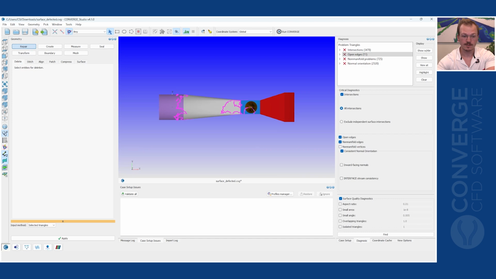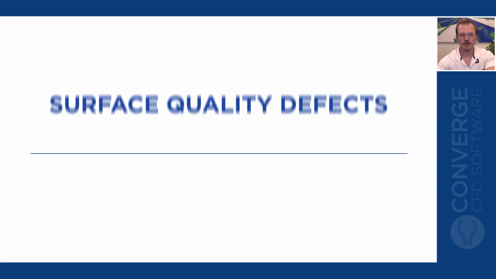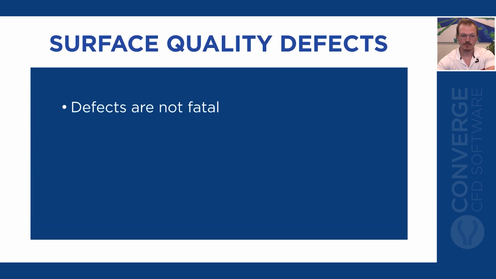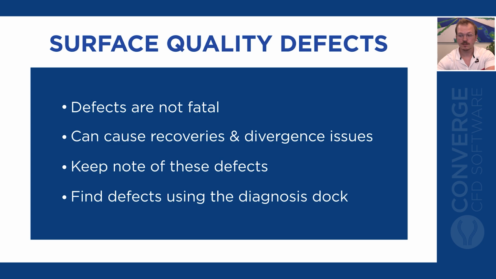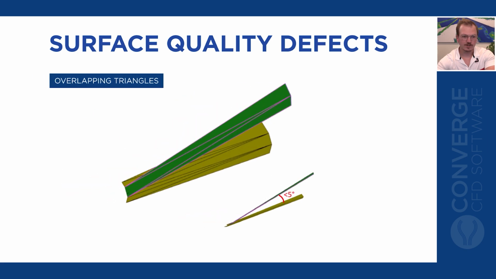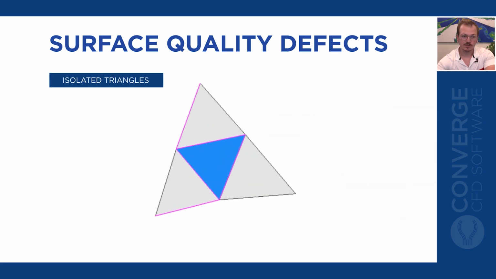Before we move on to how to fix these fatal defects, we'll go through some of the lesser-known defects that might exist in your geometry. While these defects aren't fatal, they might still hamper your simulation by causing recoveries and divergence issues. So it's a good practice to keep note of these defects as well. You can find these defects by using the diagnosis dock as well. Overlapping triangles are triangles that meet other triangles at an angle less than the user-specified tolerance. Isolated triangles are essentially one or more triangles surrounded by neighboring triangles that are flagged to different boundaries. Due to this, isolated triangles may cause issues with the boundary conditions.